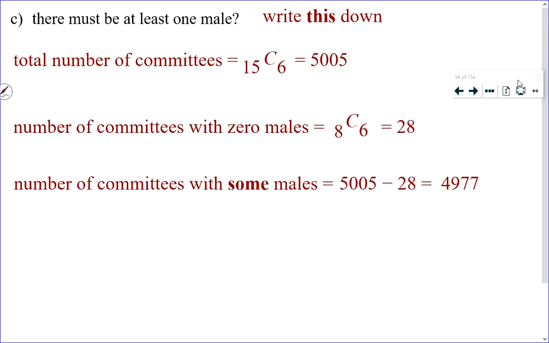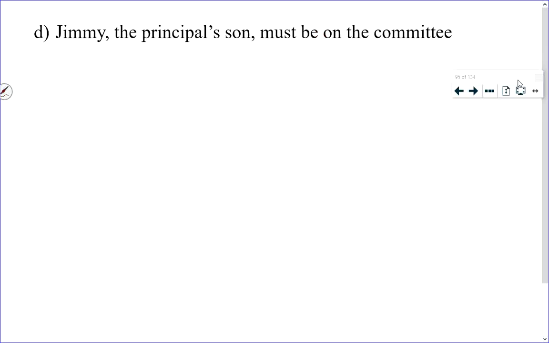But I hope you see that as the number of males on the committees goes up, and I say at least 5 males, it's easier to do the ones with 5 and the ones with 6 and add them together than to subtract all the other ones. So there's some tipping point here where sometimes it's easier to just find the answer. Sometimes it's easier to find it by subtracting the opposite of the answer.